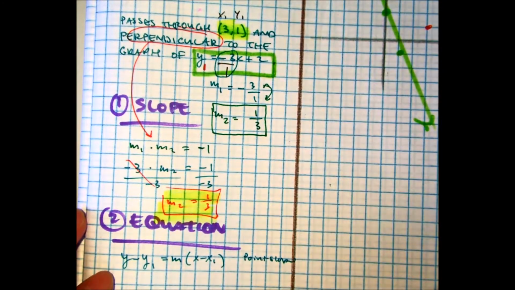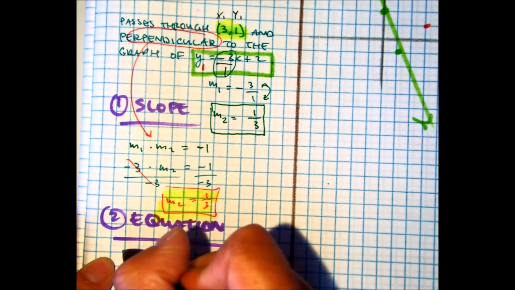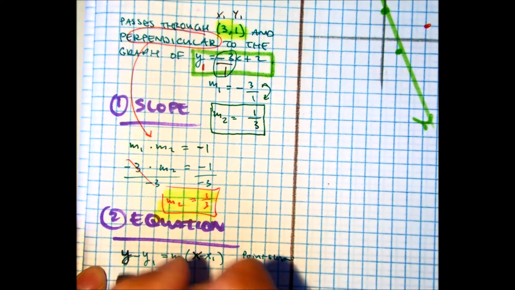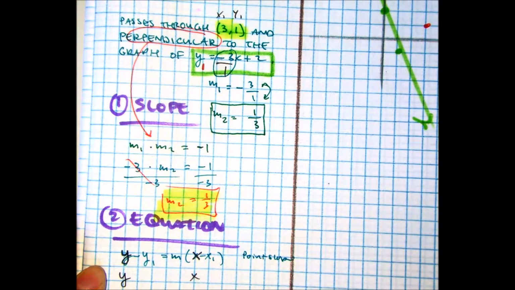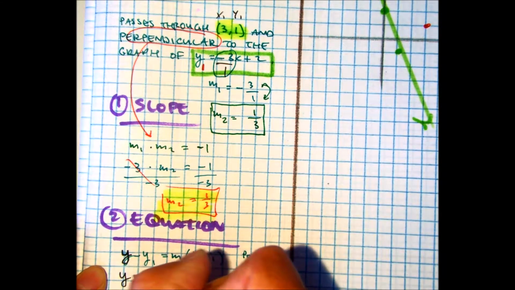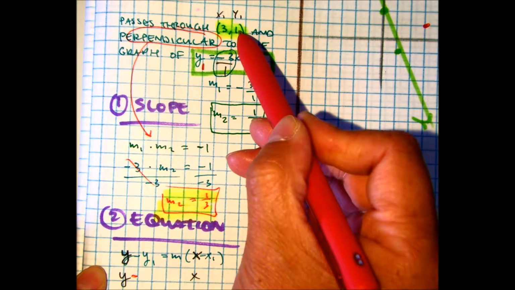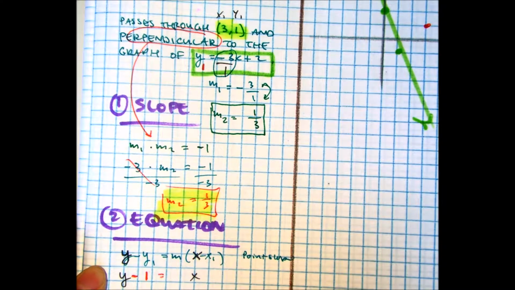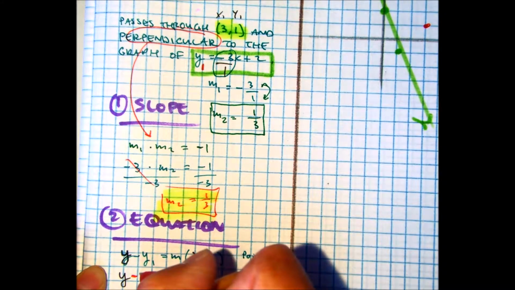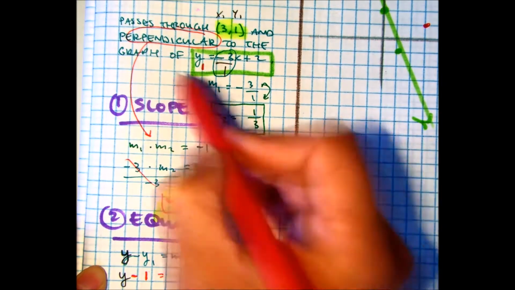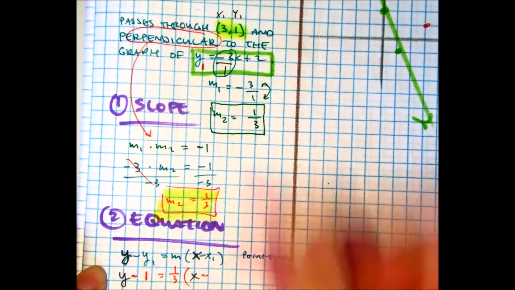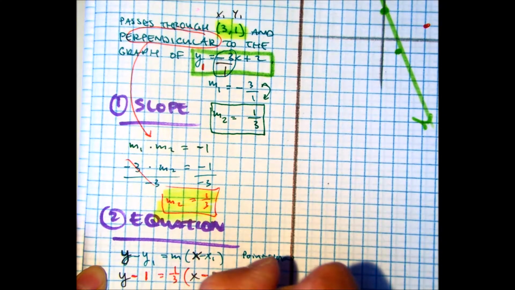Now we can just do our substitutions. Now pay attention here. This y and this x we don't touch. Everything else we can do the substitutions for. Minus my y1 value is 1. I could put that in parentheses to make sure I don't make any mistakes. The m value is 1/3. Minus the x1 value is 3.